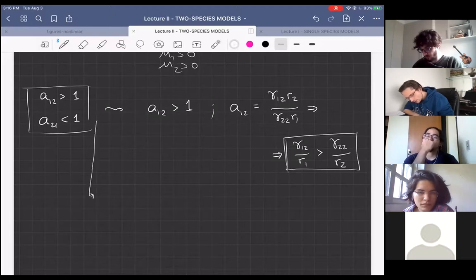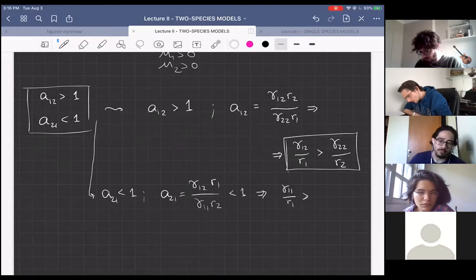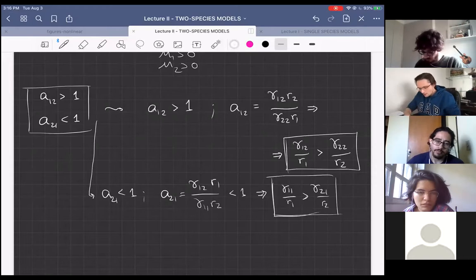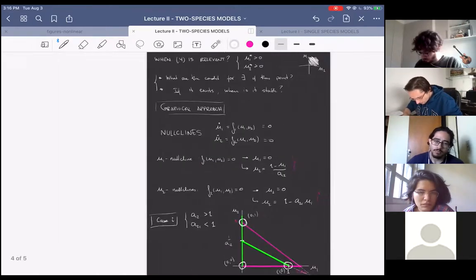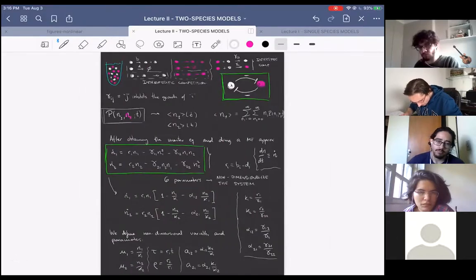For the second condition, A21 is smaller than 1. If you recover the definition of A21, that means that gamma 21 R1 over gamma 11 R2 is smaller than 1, which means that gamma 11 over R1 is larger than gamma 21 over R2. So let's see if we are lucky enough to have written the equations using these parameters.